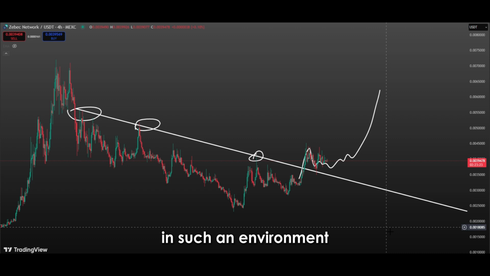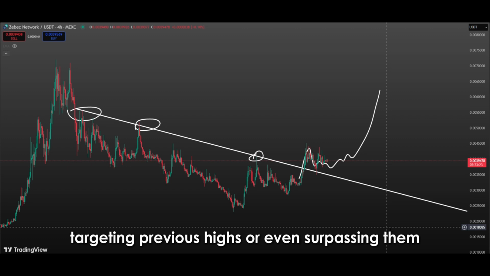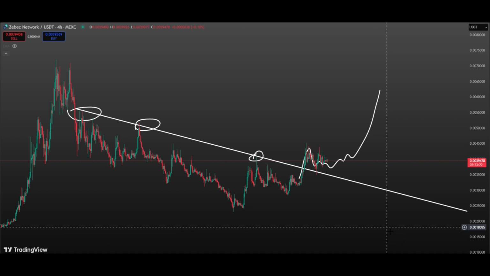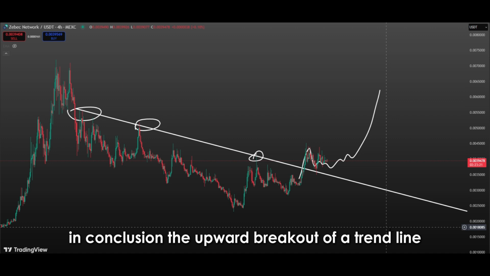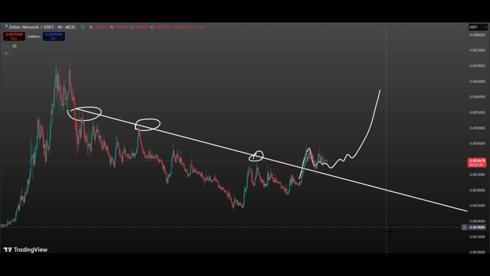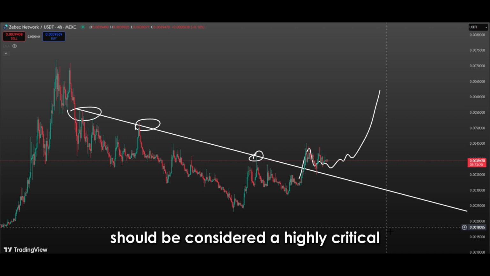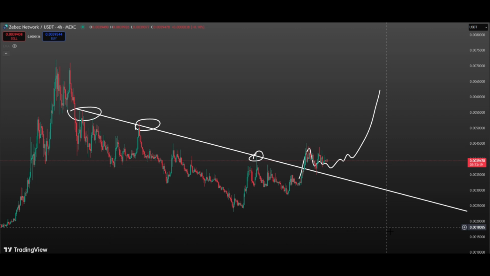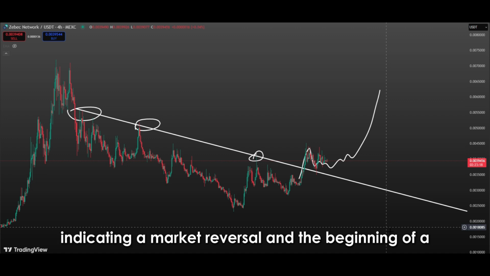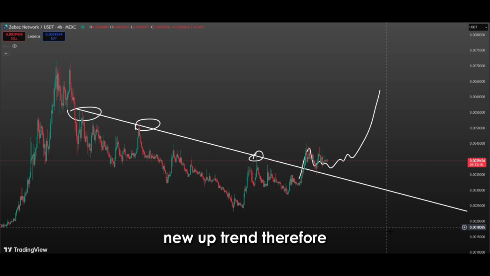In such an environment, targeting previous highs or even surpassing them is not only possible, but also technically expected. In conclusion, the upward breakout of a trend line that previously showed a downward bias and kept prices under pressure, followed by a retest, should be considered a highly critical technical structure. This structure is one of the strongest signals indicating a market reversal and the beginning of a new uptrend.